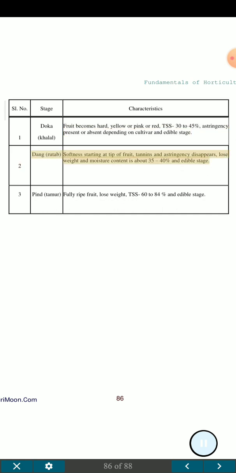2. Dang: rutab, softness starting at tip of fruit, tannins and astringency disappear, loses weight and moisture content is about 35 to 40% in edible stage. 3. Pind: tamar, fully ripe fruit, loses weight, TSS 60 to 84% in edible stage.